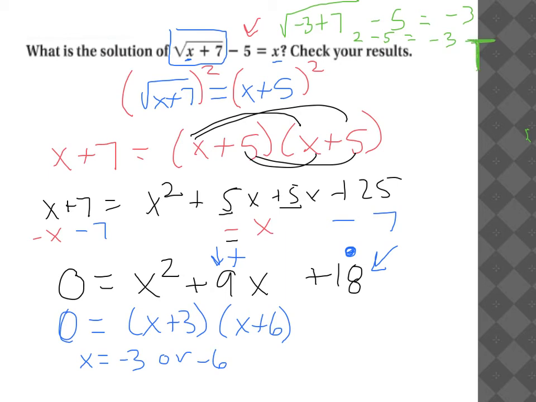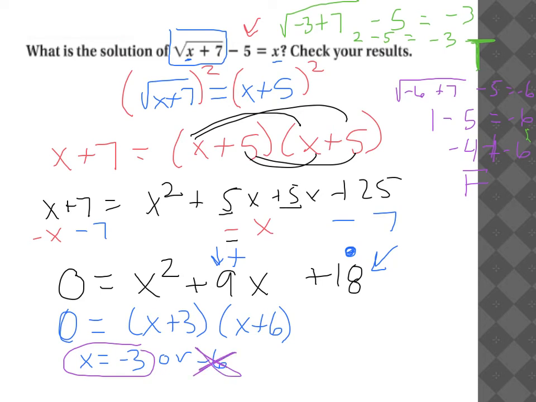So now I want to check negative 6. So I have the square root of negative 6 plus 7 minus 5 equal to negative 6. So negative 6 plus 7 will give me 1. The square root of 1 is 1. So 1 minus 5 would give me negative 4. And that does not equal negative 6, so that's false. So my only answer here would be x is equal to negative 3. Negative 6 does not work.